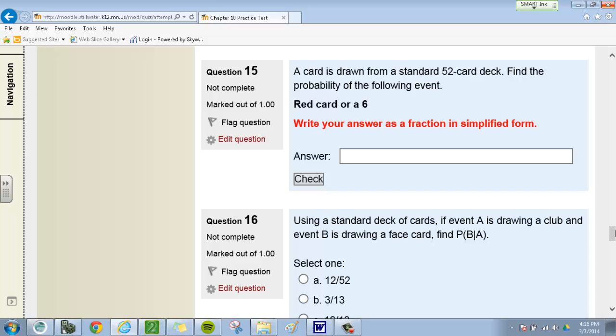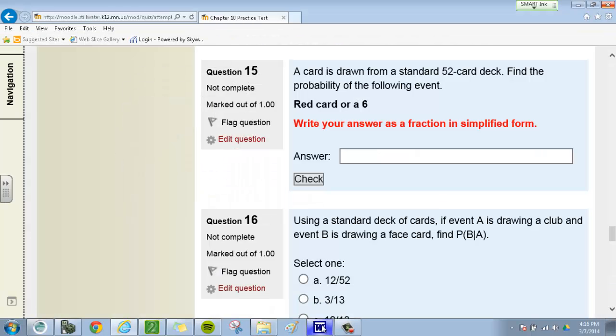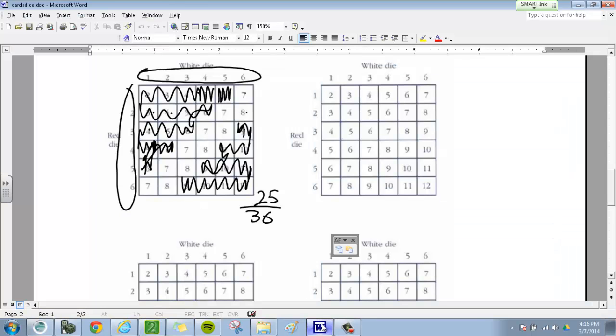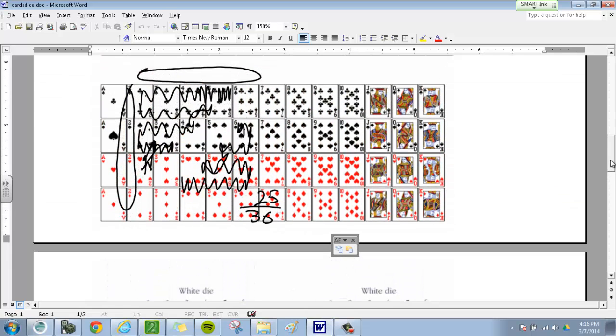Okay, a card is drawn from a standard 52 card deck. Find the probability of the following event: a red card or a 6. Write your answer as a fraction in simplified form. Okay, let's go back to it. So we wanted a red card or a 6. That shouldn't be too bad. So work our way up to our cards.